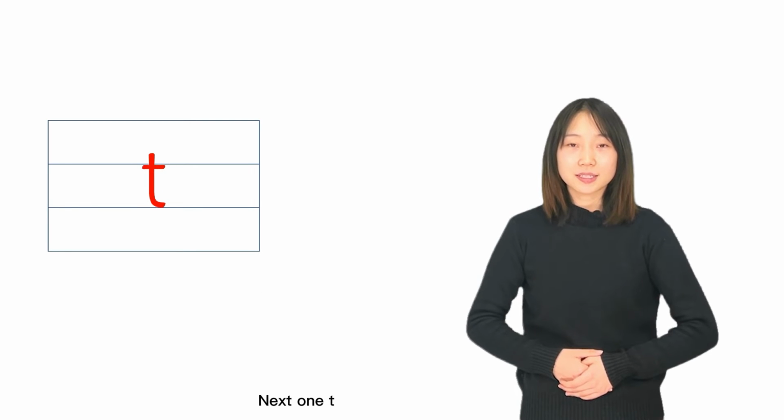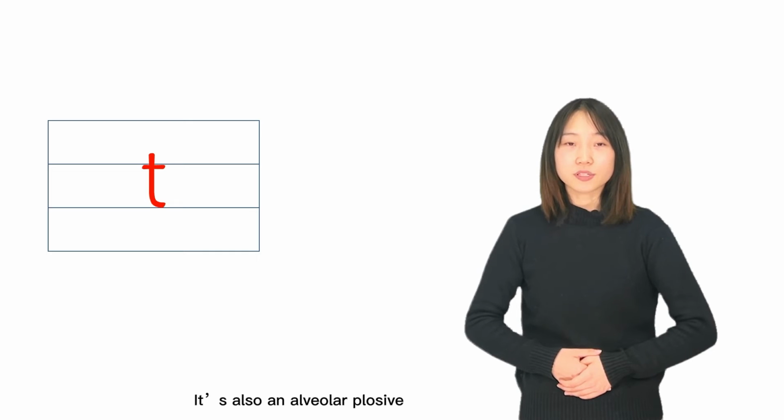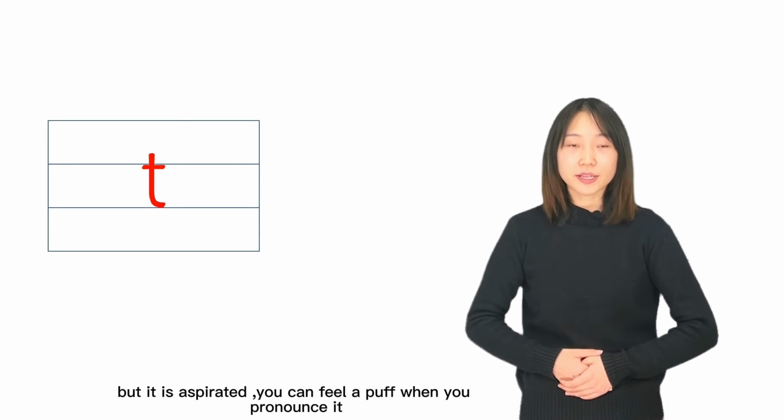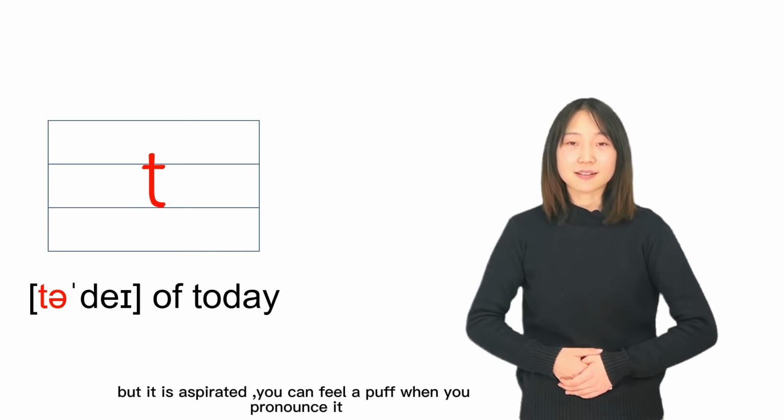Next one, te. Te is also an alveolar plosive. Its position and manner of articulation are the same as those of de, but it's aspirated. You can feel a puff when you pronounce it. It sounds like T of today.